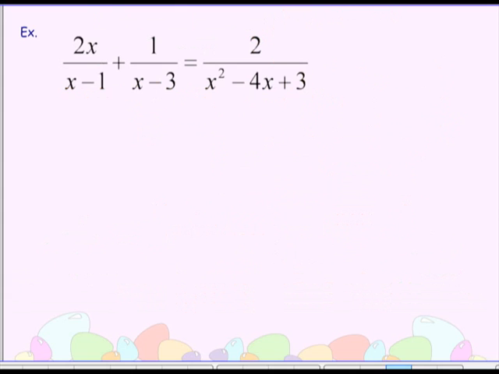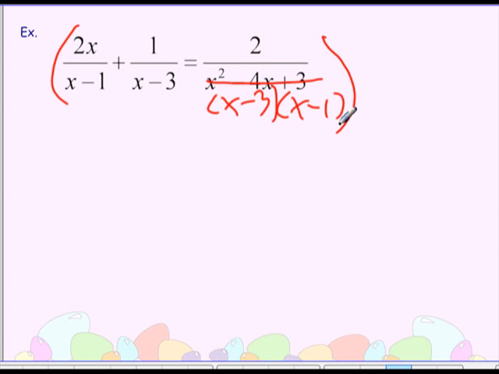Okay, let's look at another example now. In this example, we've got an x minus 1 down here, an x minus 3 down here, and we've got this x squared minus 4x plus 3 over here. So again, I want to use that same strategy of multiplying by the factors. If I factor this denominator, I see that it's just x minus 3 times x minus 1. And so what I'm going to do is multiply the entire equation by those two factors, by x minus 3 and by x minus 1.